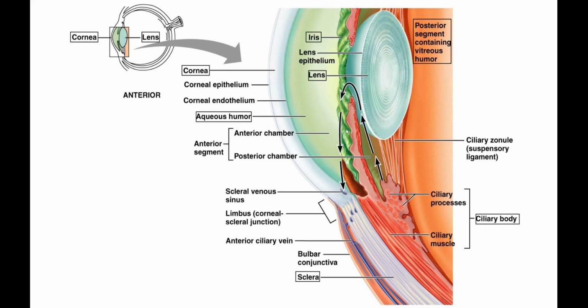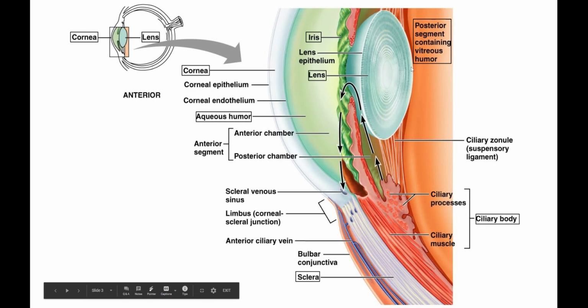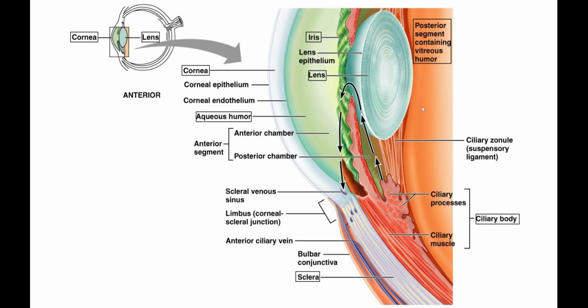I'm not especially worried if you know that this is the anterior chamber versus the posterior chamber. I just wanted to make sure that you saw that there is a difference there. The posterior segment here, that's where the vitreous humor is. In the eye dissection lab, you'll see the difference between the vitreous humor and the aqueous humor, just in viscosity. But the posterior segment with the vitreous humor is behind the lens. Okay.